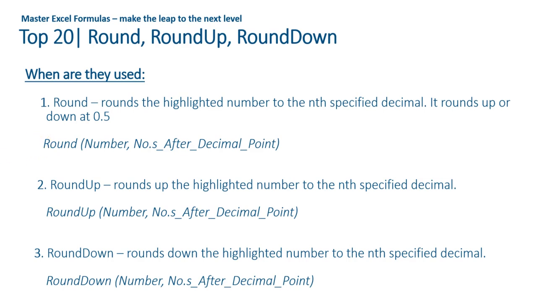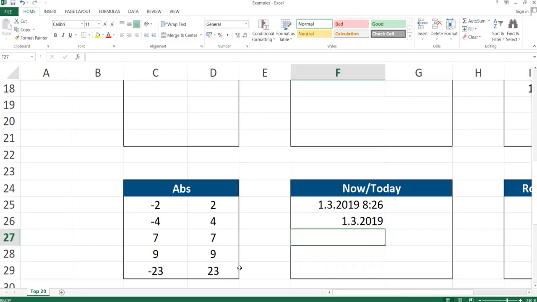ROUNDUP does the rounding, but to the next highest number after the specified number, depending on how many decimal points you want to leave or round this up to. And ROUNDDOWN rounds down the highlighted number to the specified decimal. So let me show you an example of this as well.